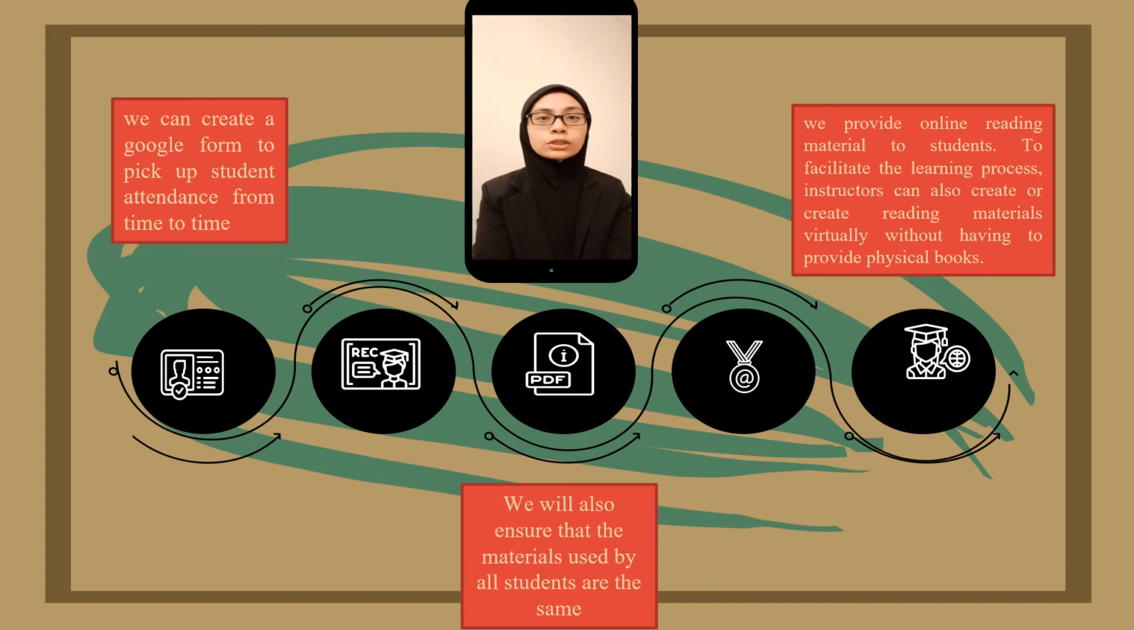I am going to explain about controlling. Control is implemented before this activity takes place. The schedule of these activities will be controlled by ensuring it starts and ends at the exact time. All materials that have been provided to students are all the same. Next, student attendance will be taken to know whether the students attend the learning sessions or not. And online reading materials are provided to students for their own revision.